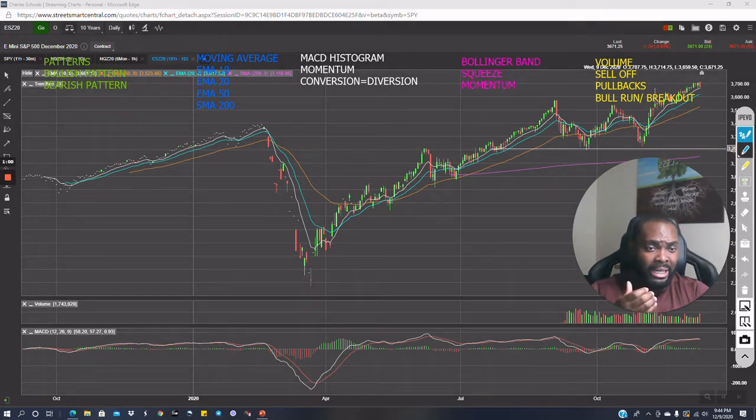Alright, so my indicator as far as pattern goes, I'm looking for my bullish pattern. If I'm intending to take a bullish play, that's the first thing I'll look at. If I'm looking to take a bearish play, I'm going to be looking at my bearish pattern. That's the first indicator. Alright, now the second indicator that I use is going to be the moving averages.